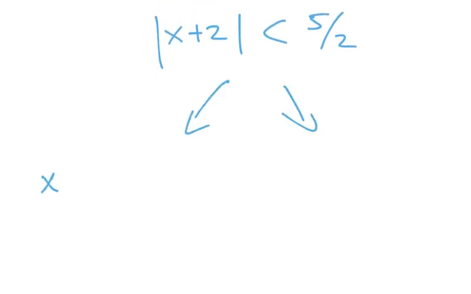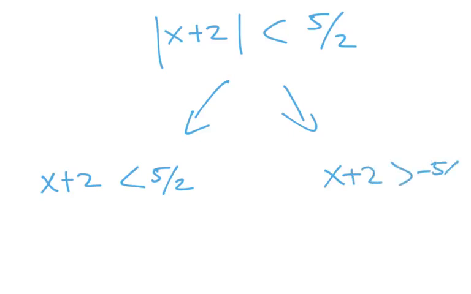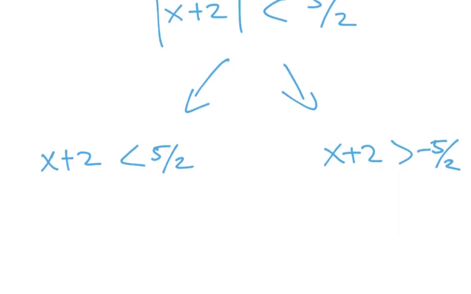The first one is that x plus 2 is less than 5 halves, and then x plus 2 is greater than negative 5 halves. Okay, so the positive case and the negative case. When we do the negative case, we have to flip the inequality symbol. Okay, so from here it's basic algebra. We're just going to subtract.